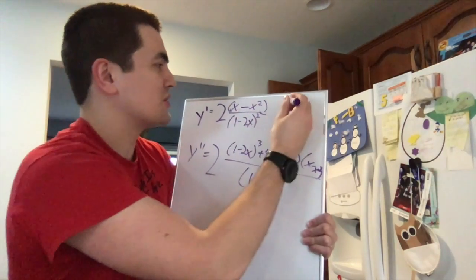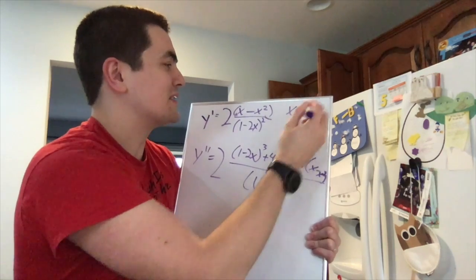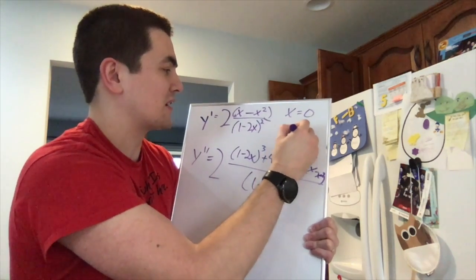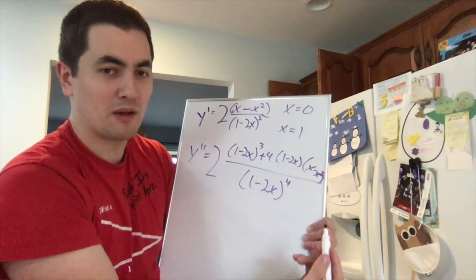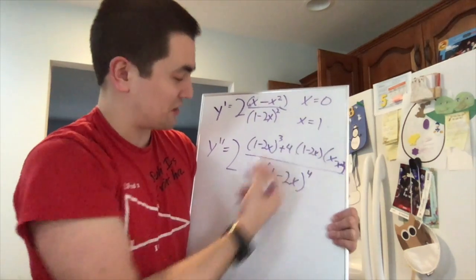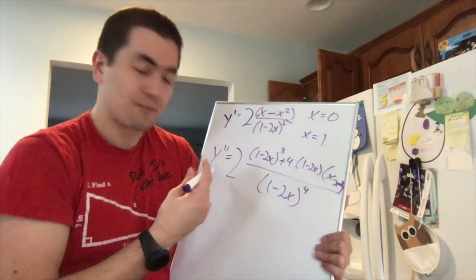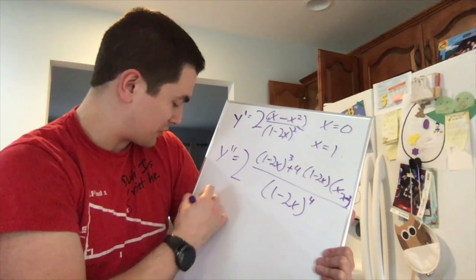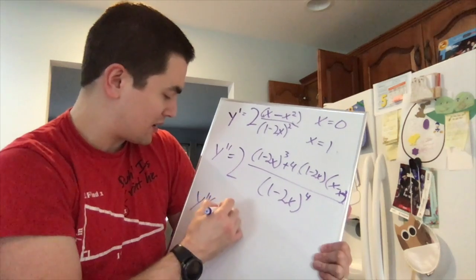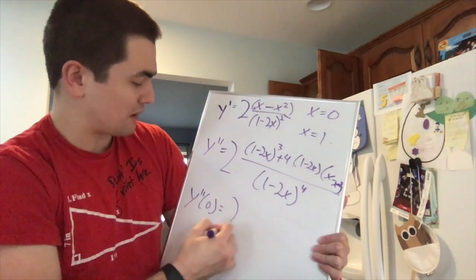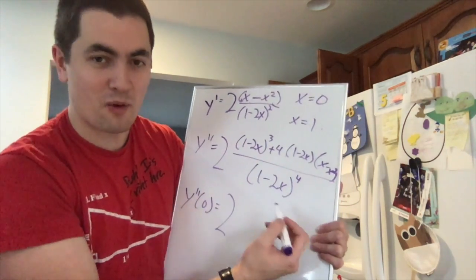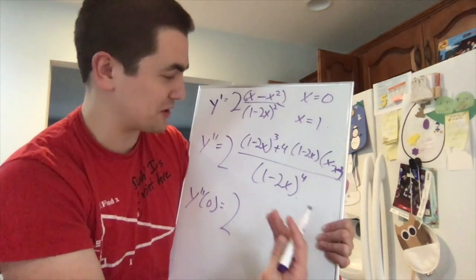Okay, so the question is, what happens at x equal to 0 and x equal to 1? Is this a maximum or a minimum? To do this, I just plug in 0 and see if it's positive or negative or neither. Okay, let's see what we get. So y double prime of 0. All right, well, this 2 comes along for the ride. Let's plug in zeros everywhere. Everywhere we see an x, we're going to put a 0.